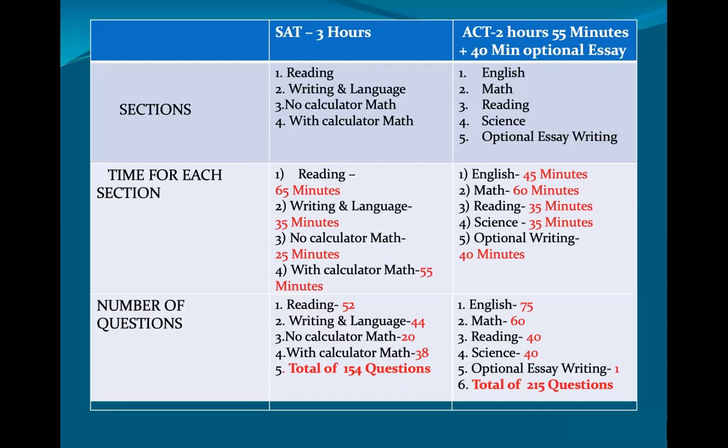Now the time for each section. For SAT, reading is 65 minutes, the writing and language section is 35 minutes, the math without calculator is 25 minutes, and the math with calculator is 55 minutes. And for ACT, English is 45 minutes, math is 60 minutes, reading is 35 minutes, and science is 35 minutes. And if you opt for the optional writing, then you have 40 minutes to write your essay.